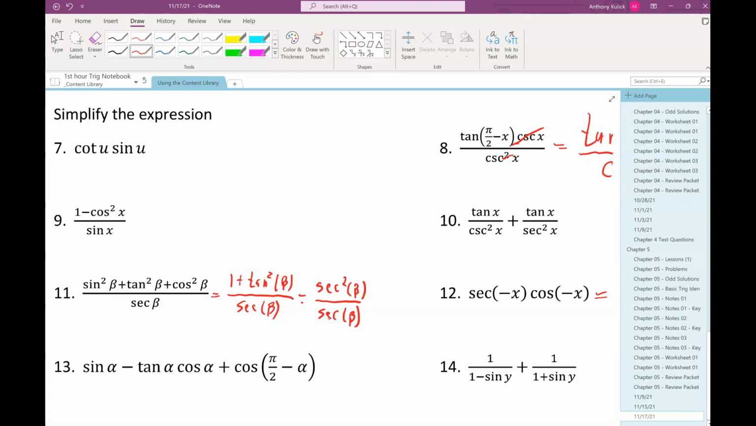And now I have a secant squared on top and a secant on bottom. Those can reduce, right? Just like if I had x squared over x. So I can do that, which leaves me just with secant beta. And we're done. Is that okay, Ben? Yeah. Sure, no problem.